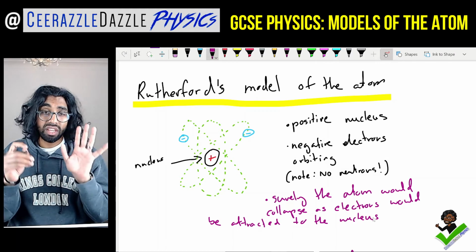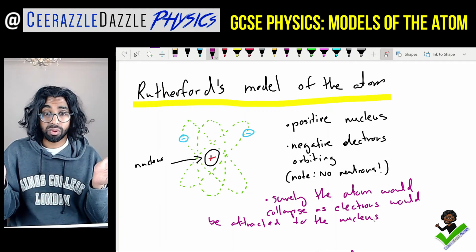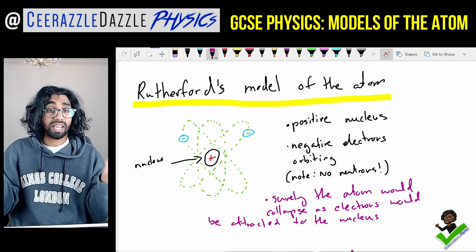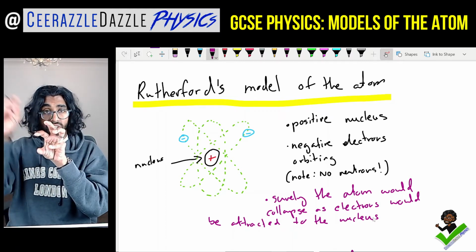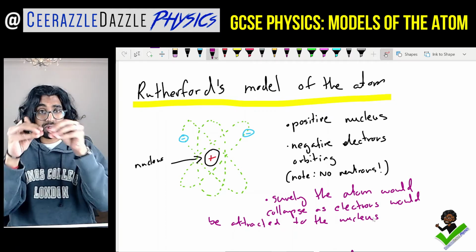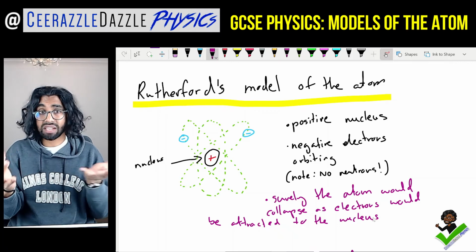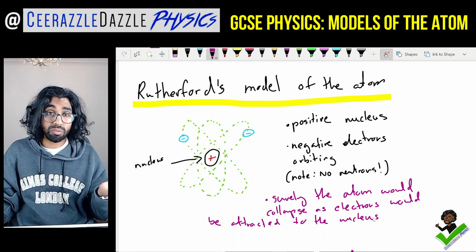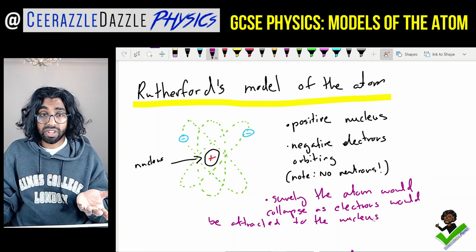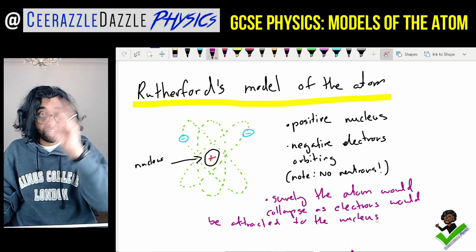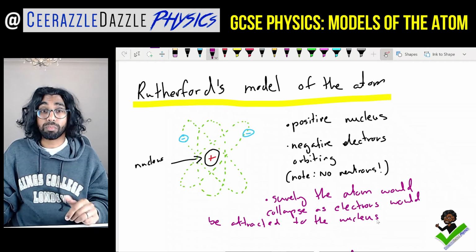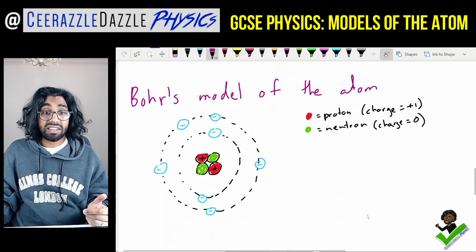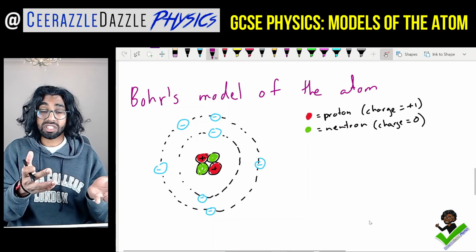Okay, so from here, surely this gives rise to the following problem. Surely the atom would simply collapse, because you've got the positive charge here and electrons over here. Surely they would just move onto it, and that would cause the atom to collapse. Well, this gives rise to the next model of the atom, which is called Bohr's model of the atom.